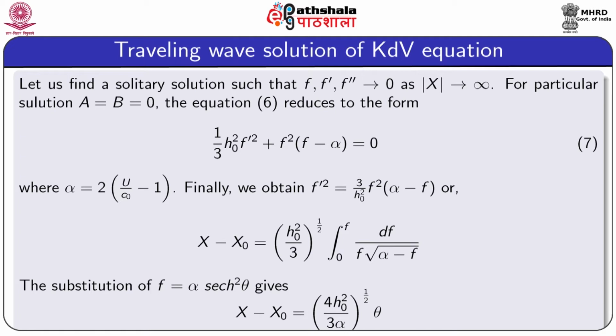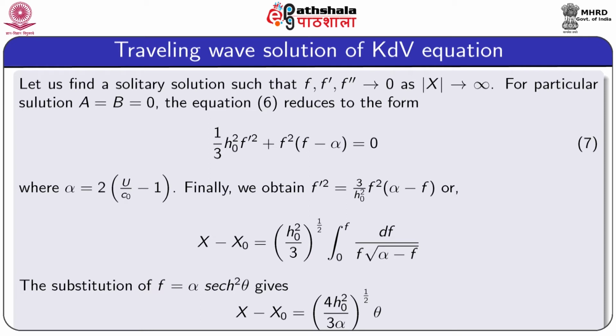Then we obtain the value of f' from equation 7. So, we find the value of f' square first, this equals 3 by H0 square f square into (alpha minus f). Then we take the square root of f' and then we integrate. So, we obtain X minus X0 equals H0 by square root of 3 into the integration from 0 to f of df by f into square root of (alpha minus f).